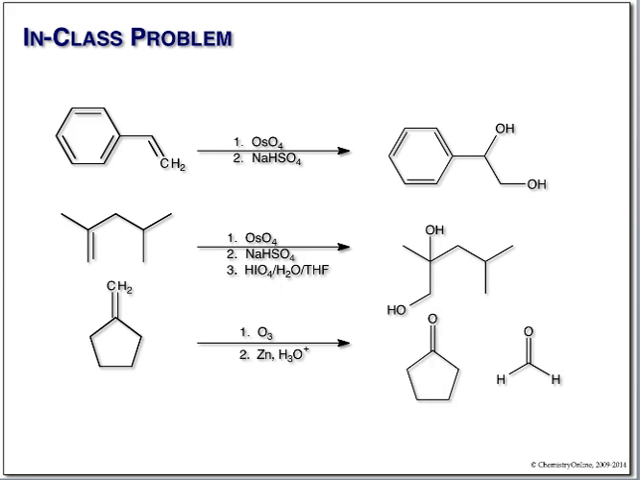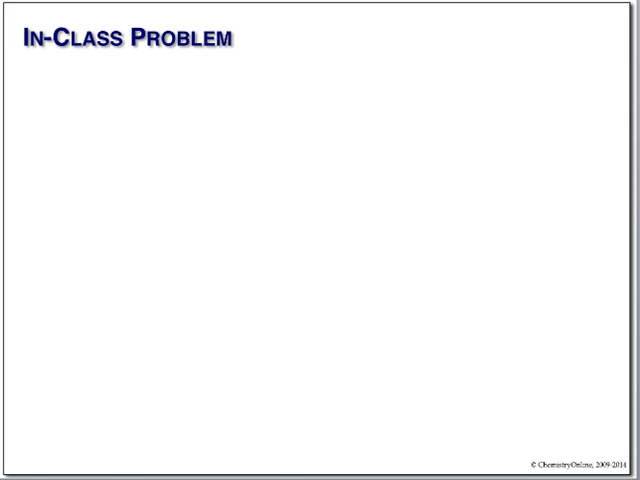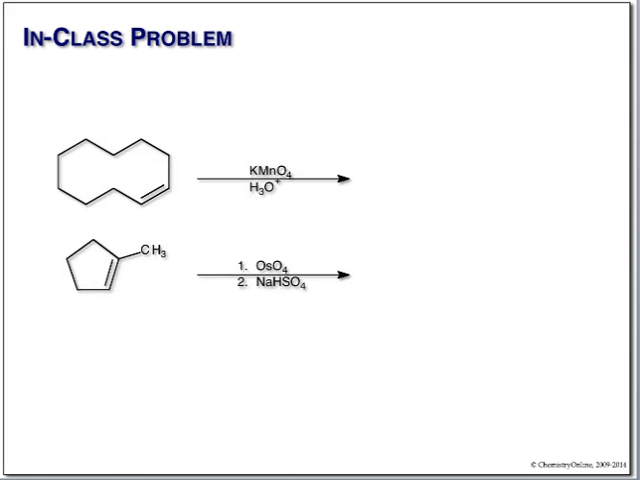And our last 2. And then we can all go away and be shell-shocked. Acidic permanganate. Each of these sp² carbons has a hydrogen. So each of those carbons will be a carboxylic acid.